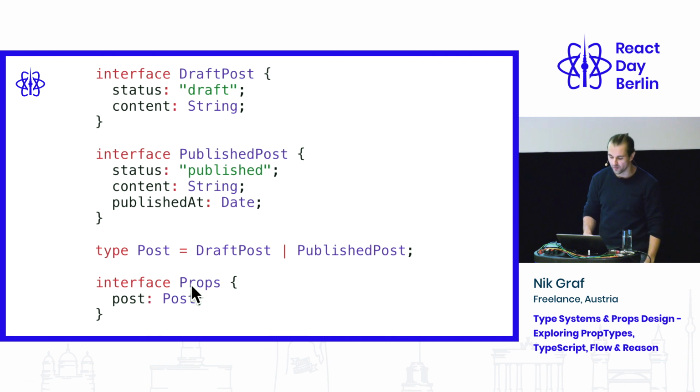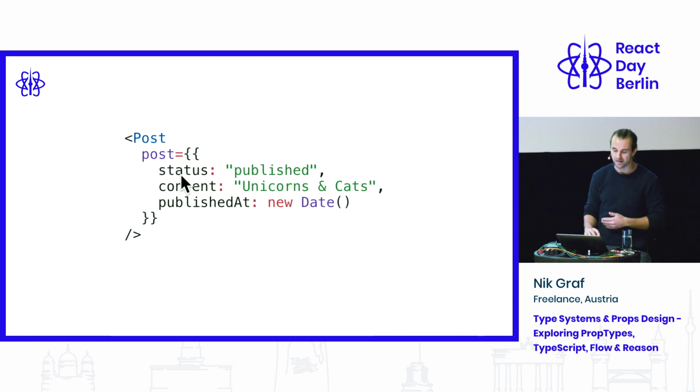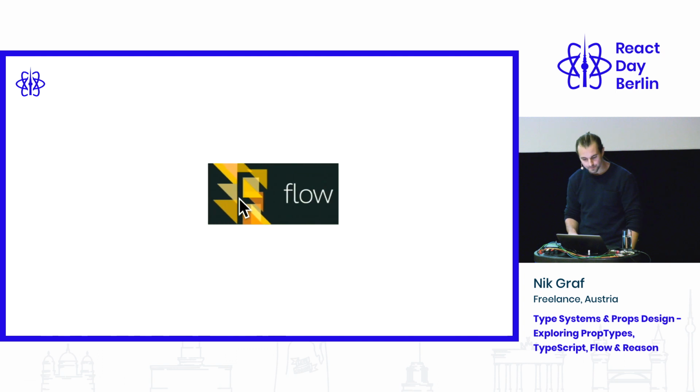You might do a post that is a union and pass in the whole post, but it still works exactly the same way. You pass in the post, and if it is published and the publishedAt would be missing, it would still give you this warning and tell you exactly that something is wrong.